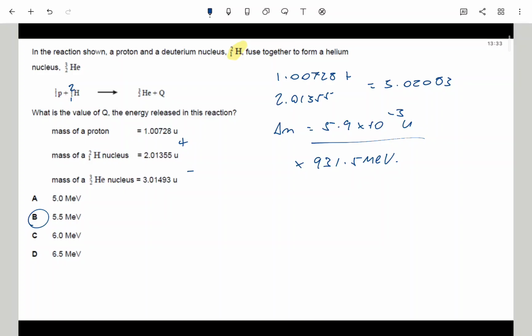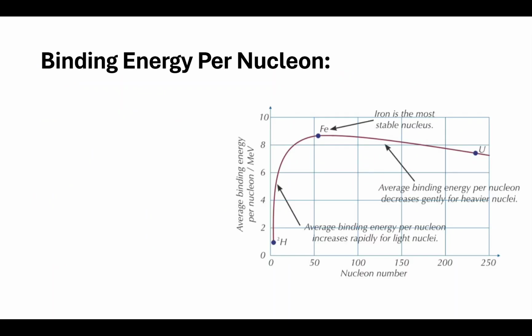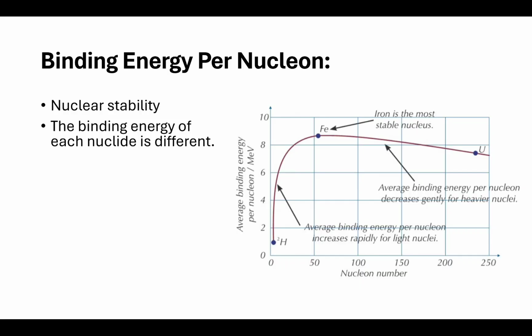Right, let's look at something called binding energy per nucleon. So there's a graph here. Looks a bit complicated, but it's not too bad. It's all about nuclear stability. The binding energy of each nuclide is different. As you can see, you've got nuclear number on the bottom. So as nuclear number goes up, you'll get from hydrogen, well, I suppose H2 would have a binding energy. Hydrogen 1 can't have a binding energy because it's just a single proton. H2 would be a proton and a neutron, so that would have binding energy. So it goes up rapidly.